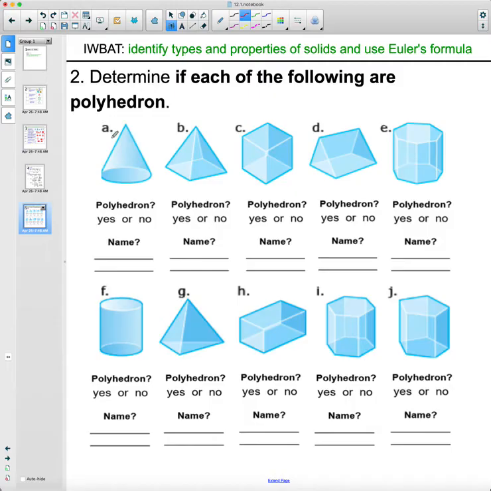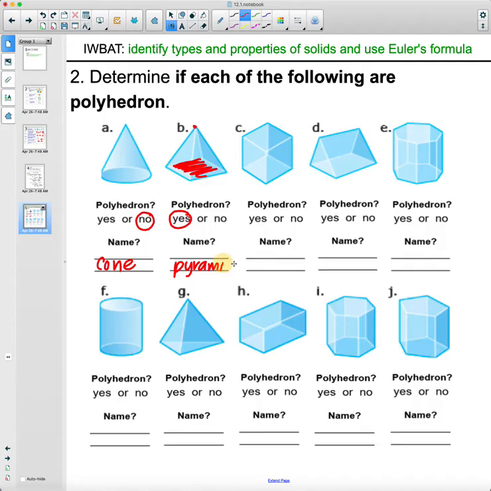When we take a look at this first one, this has a curve. So this is not a polyhedron, but we do in fact know the name of it. It is a cone. This next one has all polygon faces, right? We've got this rectangle on the bottom here. All of these are triangles. So this one is a polyhedron. It comes to a point, so it has 1 base and goes up to a point, so it's a pyramid.